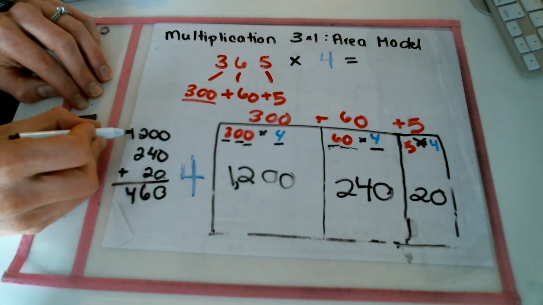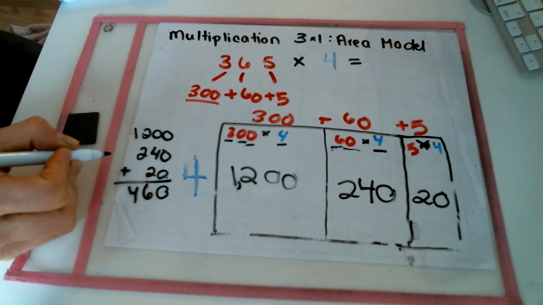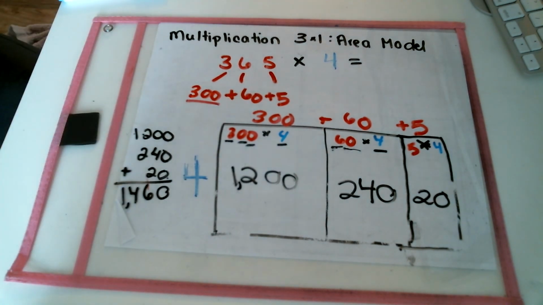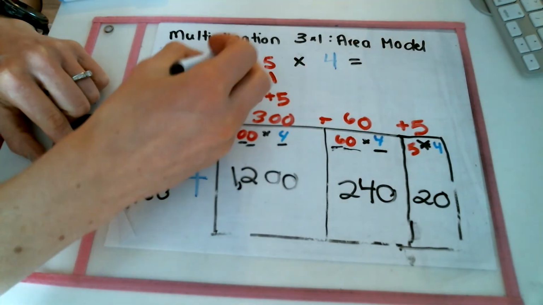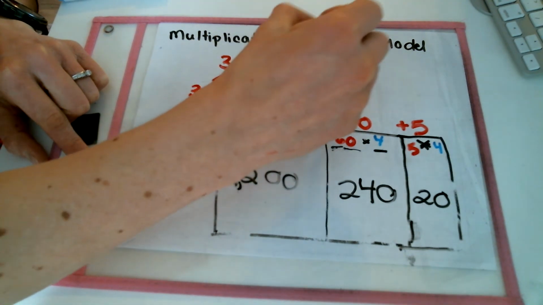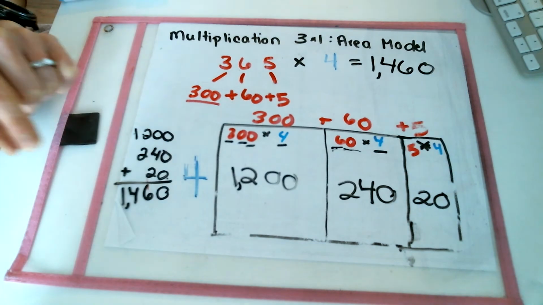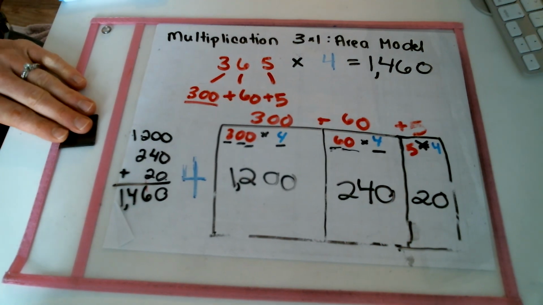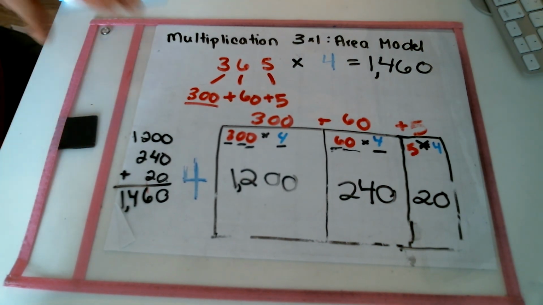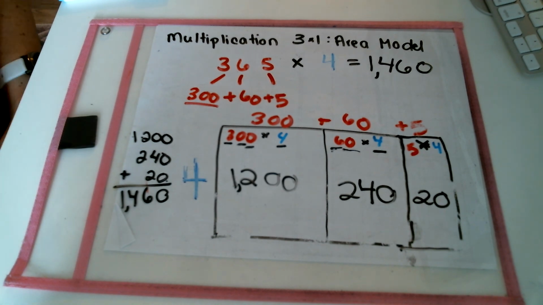And 1,000 plus no other thousands keeps me with 1,000. So the total product of 365 times 4 is 1,460. I hope this video helps you understand how to multiply a 3-digit by a 1-digit number using the area model.